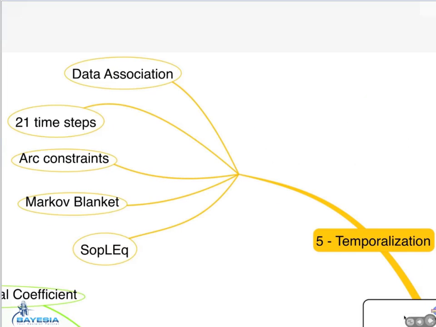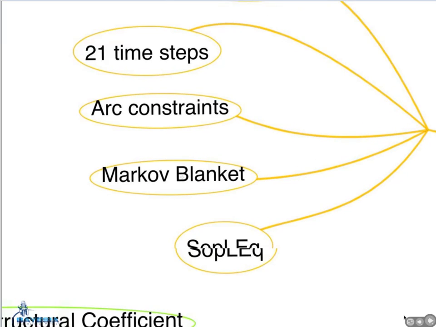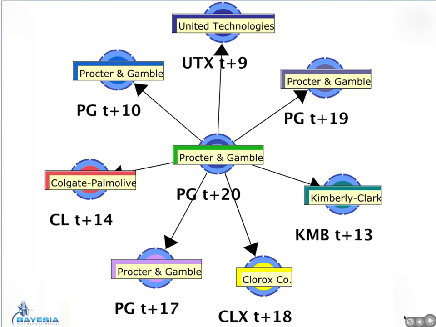We will define our constraints just to forbid contemporaneous relationships, and we will do a first supervised learning just to see what the Markov blanket now of Procter & Gamble is, by trying to predict the value of Procter & Gamble at t plus 20, and we will see that it depends on Procter & Gamble at t plus 19, plus t plus 10, and so on.